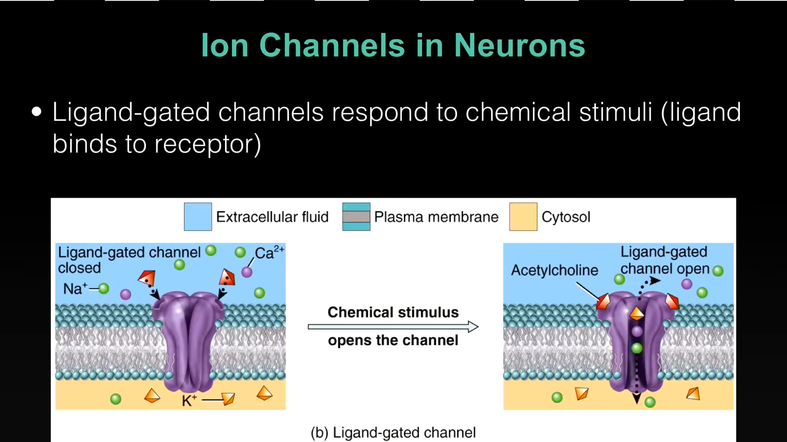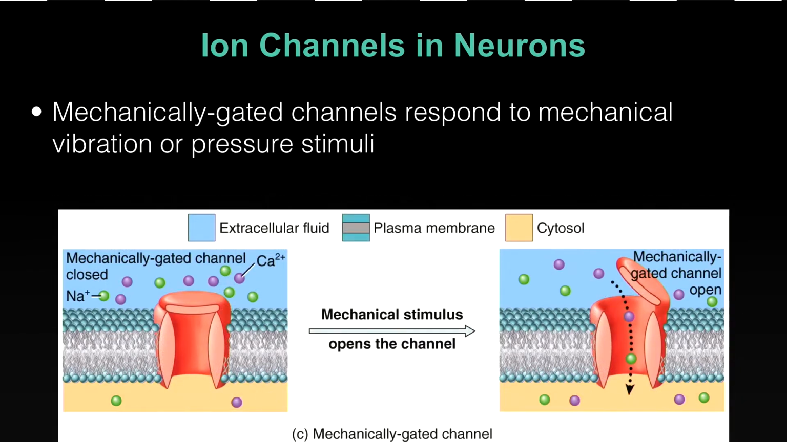Which might be important for relaying nervous signals. Third type of ion channel, mechanically gated ion channel. Mechanically gated. To open these channels, you physically pull them apart. Their structure is physically deformed.